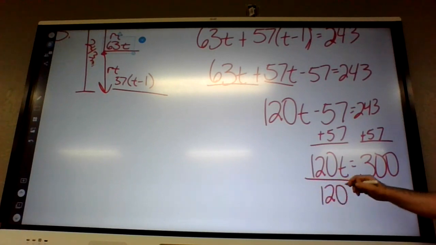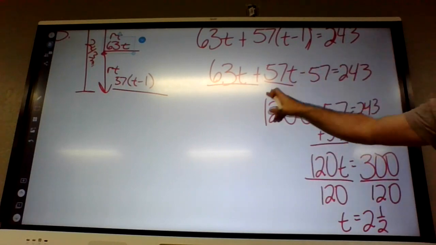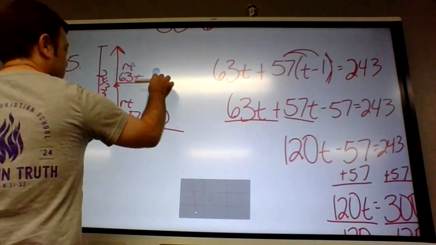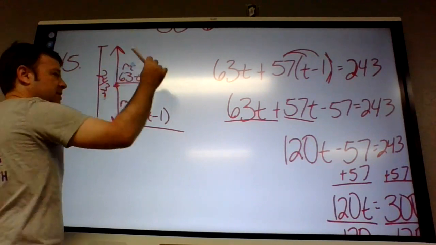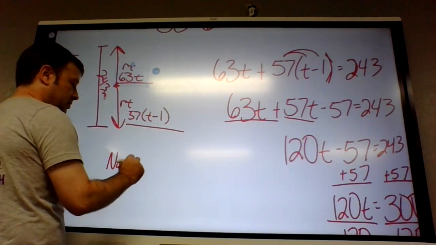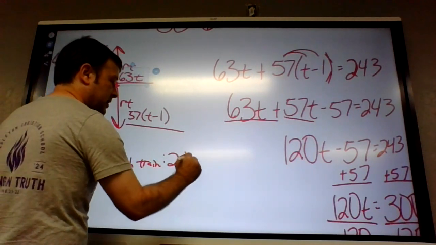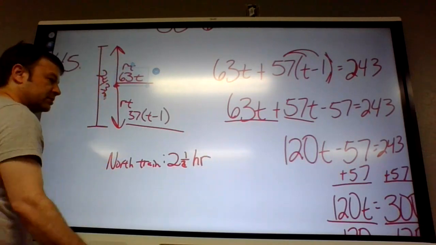300 divided by 120. I believe it's 2.5. What does t equals 2.5 tell us? t is what we use to describe the northbound train's time. So that's one of our answers. North train, 2.5 hours.